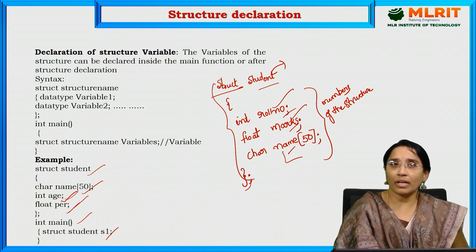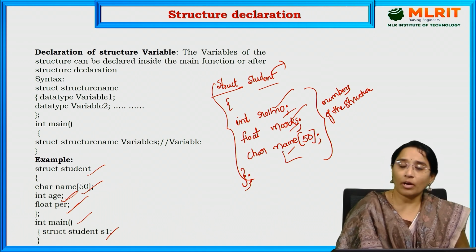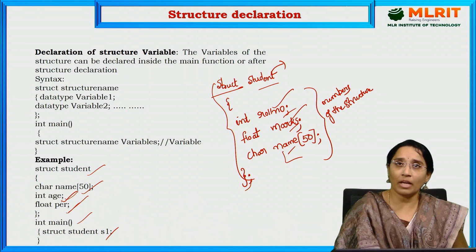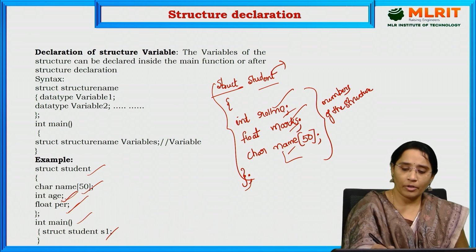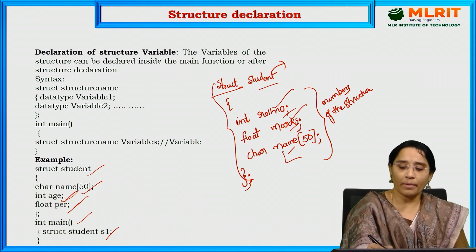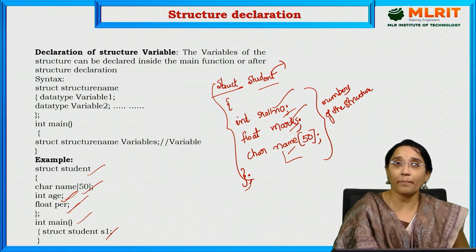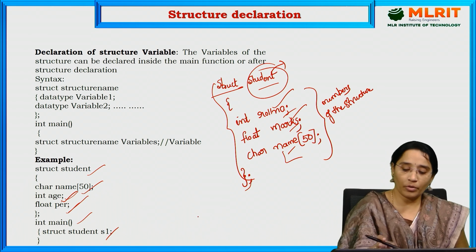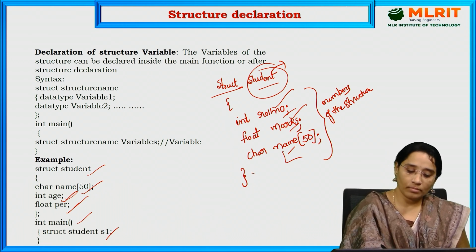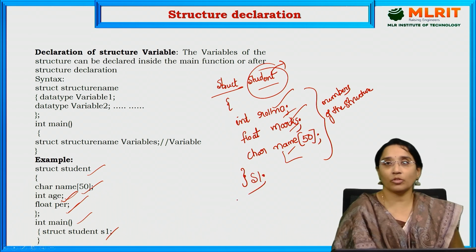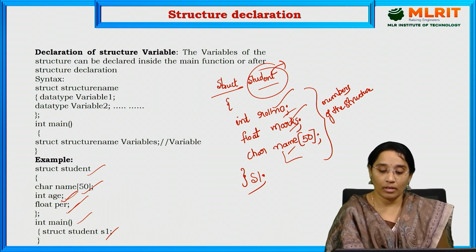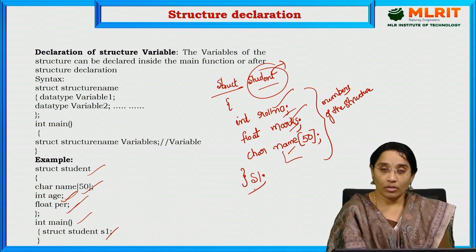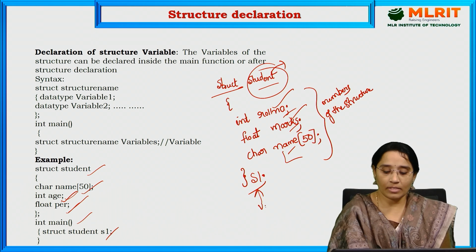Memory will be allocated only if you have created or declared a variable, because there should be a variable to access these elements. So here roll number, name, marks are just the members of the student. If you want to declare, this is the data of the first student, so it is S1. I have taken the variable name as S1.